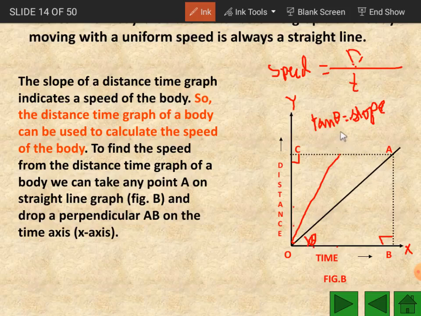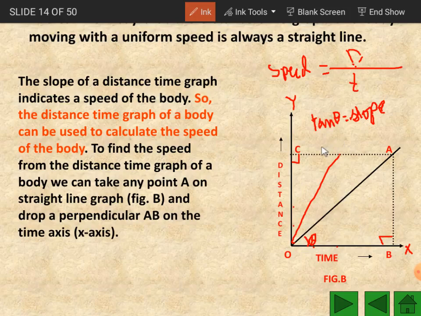So this tangent of theta means perpendicular by base. The perpendicular is AB, and AB is equal to OC. So AB divided by OB, that is known as slope, tangent of theta. Got it? AB divided by OB means OC divided by OB, because AB is equal to OC. So your slope will be equal to OC divided by OB. Got it?